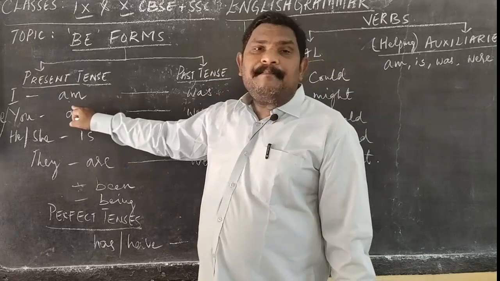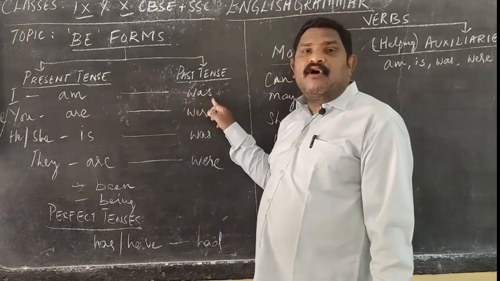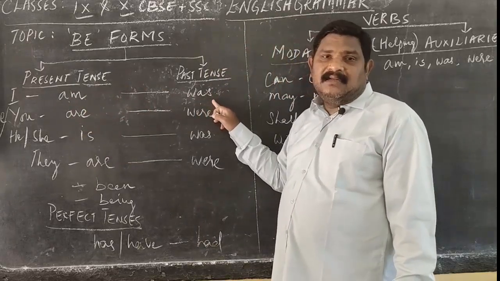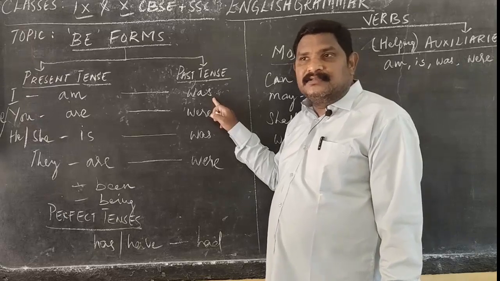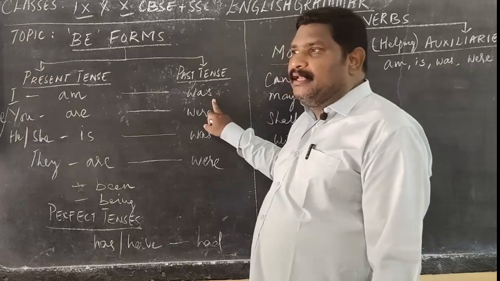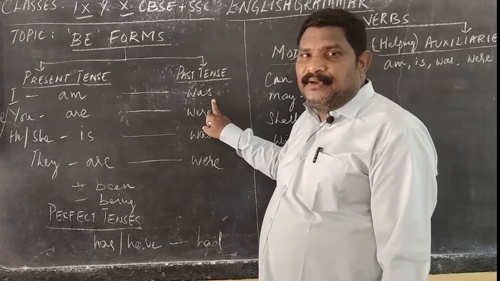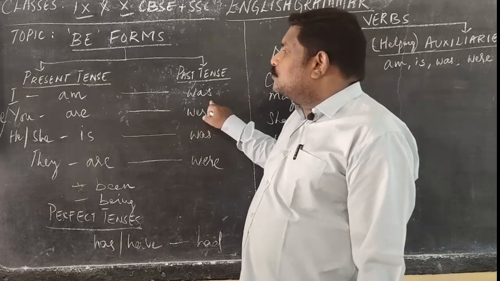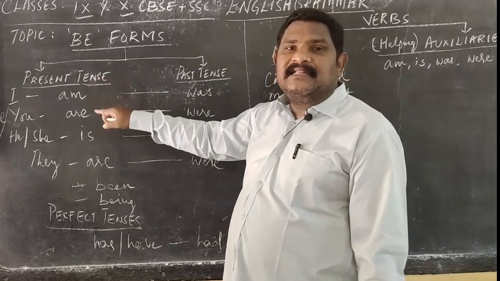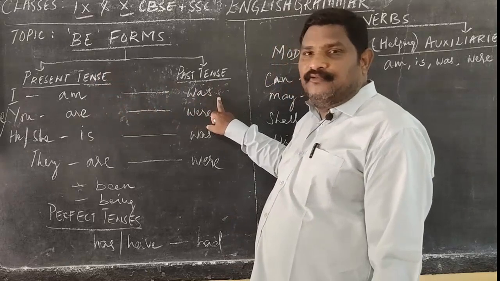Now, the past tense of the be form am is was, okay, I was, right? I was going down, I was eating, okay, like that, was. So, am is a be form, present tense, and its past tense is was.